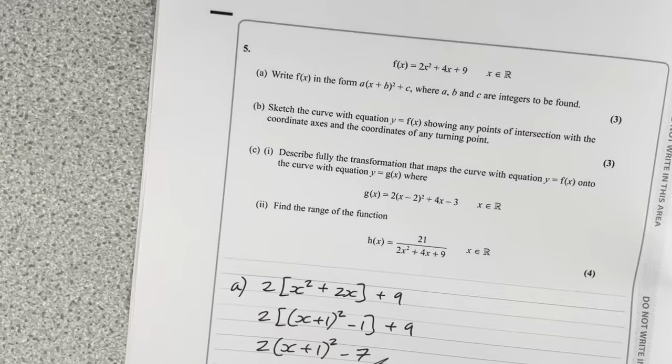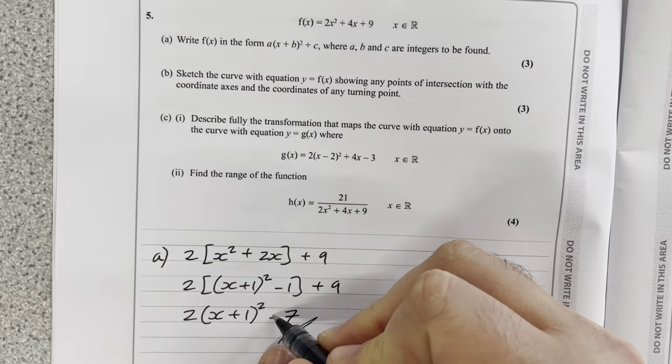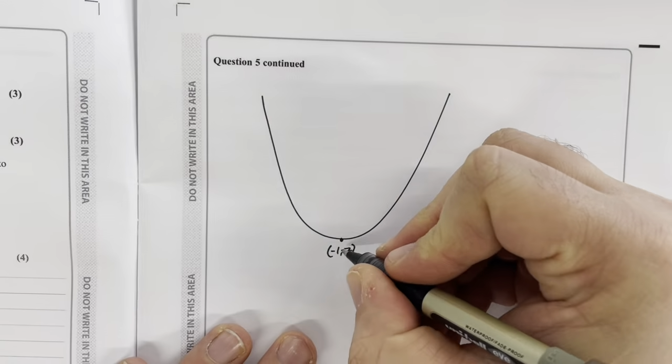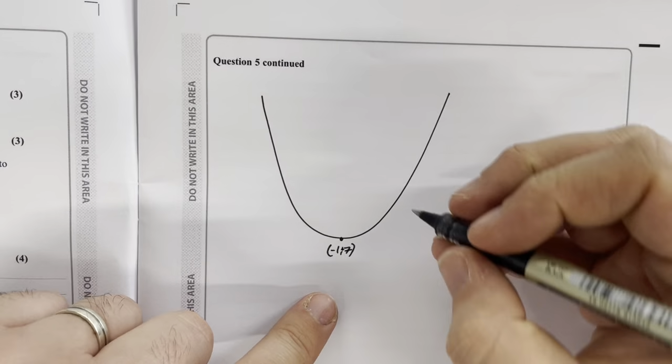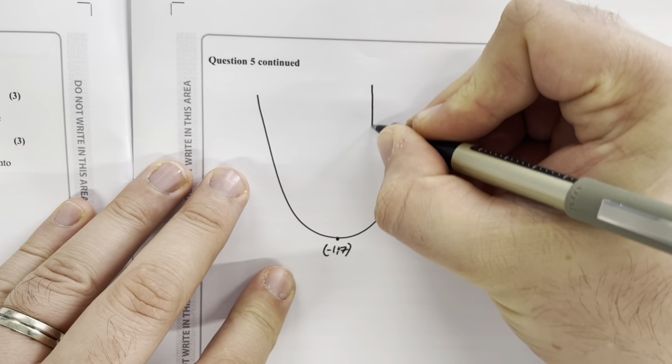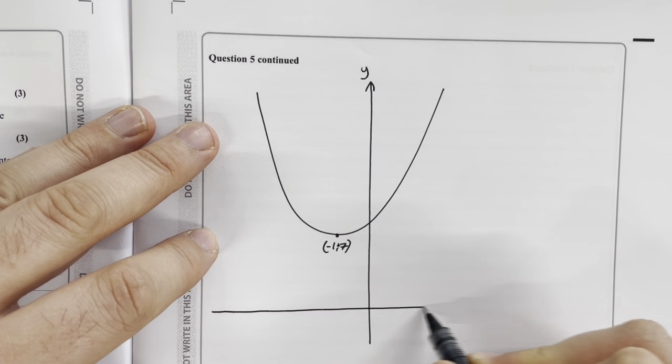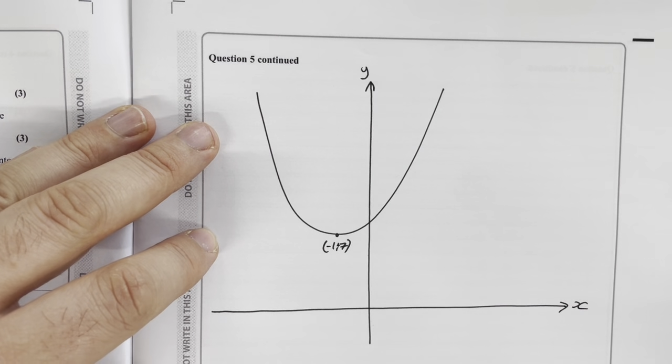Oh, no, sorry, that's a plus 7. Here we go, plus 7. 9 minus 2, so that's positive, it is positive 7. So therefore the y-axis should go to the right of that point, like so. And the x-axis should go underneath that quadratic, like so.